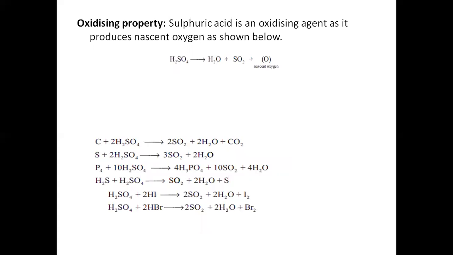Next one is the oxidizing property. Sulfuric acid is an oxidizing agent as it produces nascent oxygen, as shown below. Sulfuric acid behaves like an oxidizing agent because during the reaction it immediately forms nascent oxygen, which immediately reacts with other substances. It is an unstable compound.